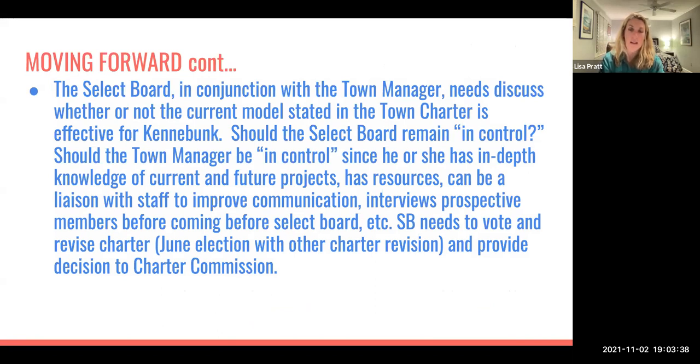Yeah. So I think this is a really important one that the select board needs to address in a select board meeting, that the select board in conjunction with the town manager needs to discuss whether or not the current model stated in the town charter is effective for Kennebunk. Should the select board remain in control? Should the town manager be in control? Since he or she has in-depth knowledge of current and future projects, has resources, can be a liaison with staff to improve communication, already interviews prospective members before coming before the select board, etc.